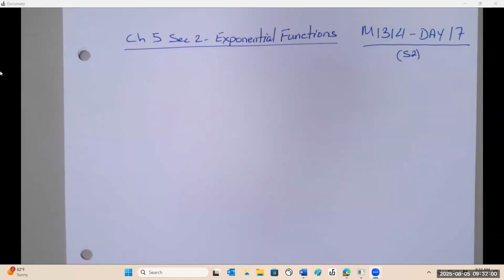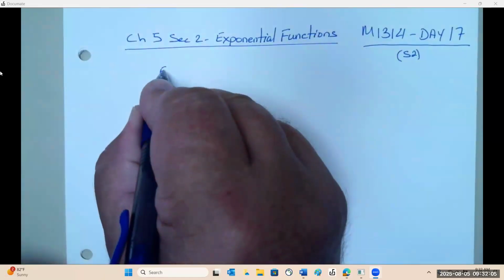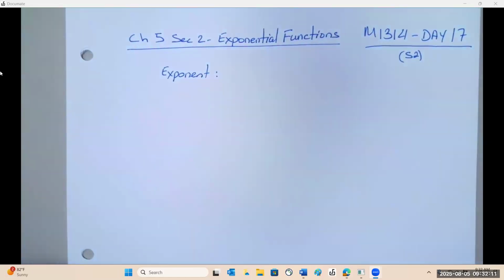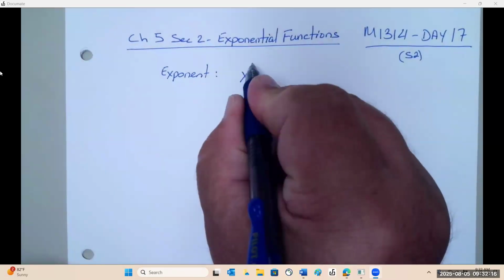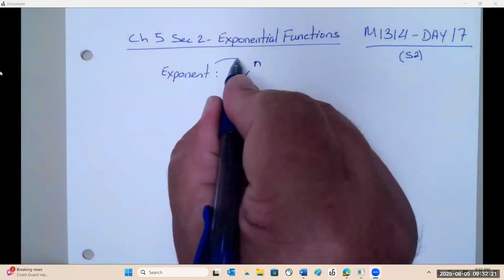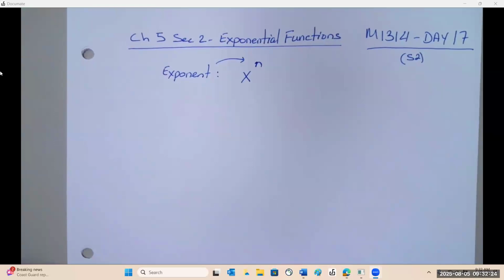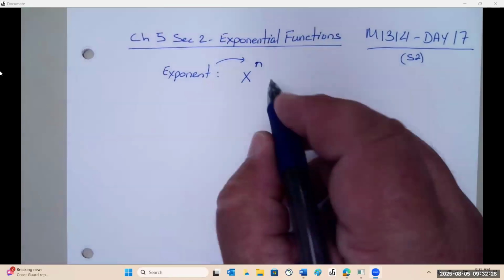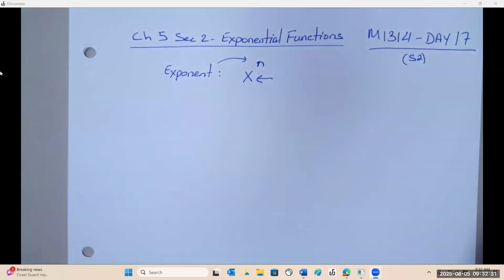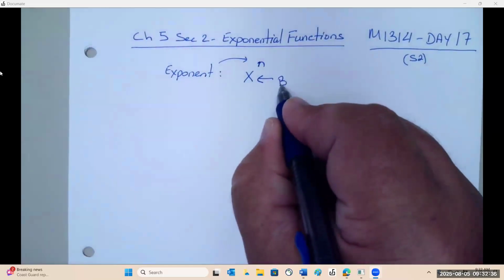Exponential functions are not exponents. What's an exponent? The degree, the power. That's an exponent. If you notice, up until now, if that's the exponent, what is this number down here called? The base.